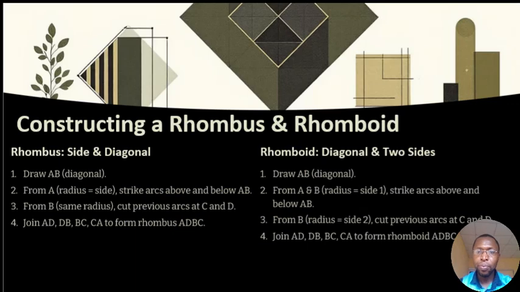All right. Now, what about rhombus and rhomboid? How do we construct a rhombus and a rhomboid? To construct a rhombus with a side and a diagonal, you draw the diagonal, and then from there you get the radius of the side given and make an arc above and below. Then the same applies to the other end of the diagonal given, and you make an arc up and above.